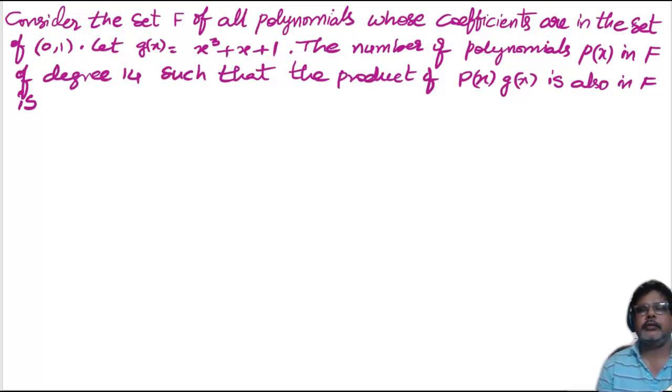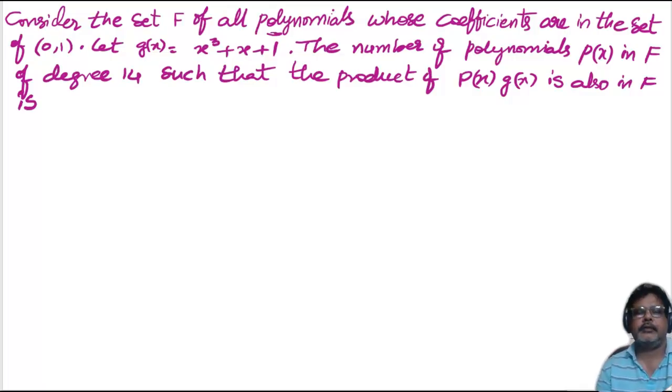So today we are going to see one problem of IOQM, which is based on polynomials. Consider a set F of all polynomials whose coefficients are in the set {0, 1}. Let g(x) be x cube plus x plus 1. The number of polynomials p(x) in F of degree 14 such that the product of p(x) and g(x) is also in F.